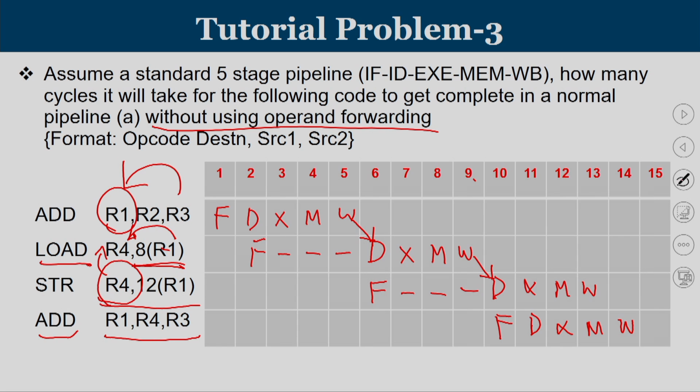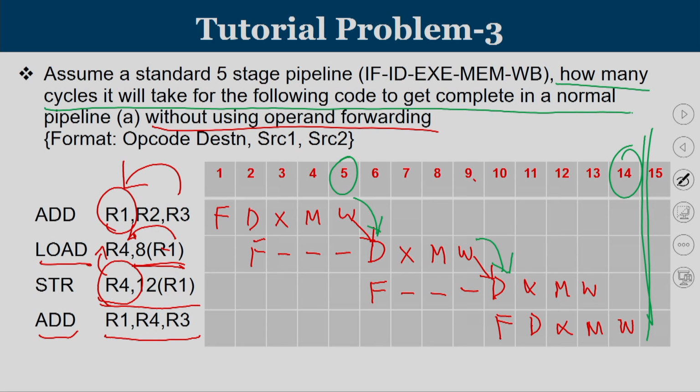So, if it is without operand forwarding, what are we trying to see? The first instruction gets completed by 5. The second instruction's decode stage cannot happen before the write back stage of the first instruction. So, there exists a dependency like this. Similarly, the second instruction after it writes, then only the third instruction can read. So, it happens like this, and the last instruction happens. So, in this case the instructions are getting over at the 14th clock cycle. So, the question is, how many cycles will it take for the following code to complete? So, this code will get over only in 14 clock cycles.